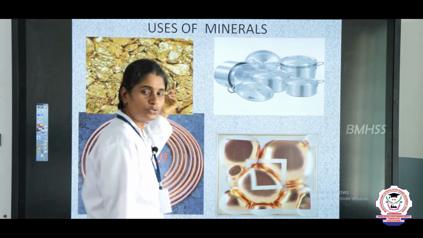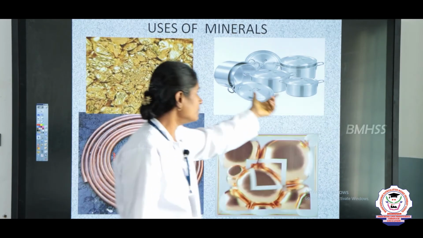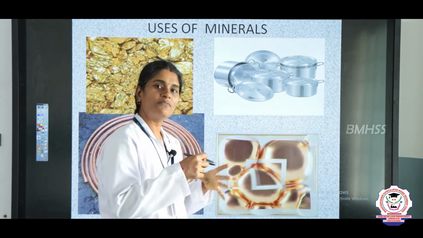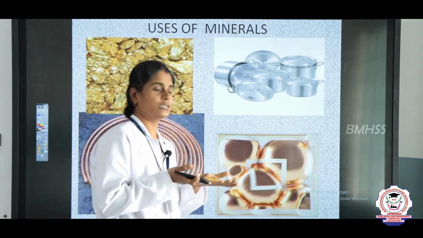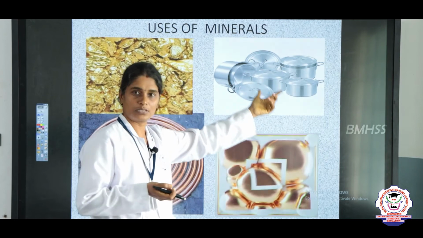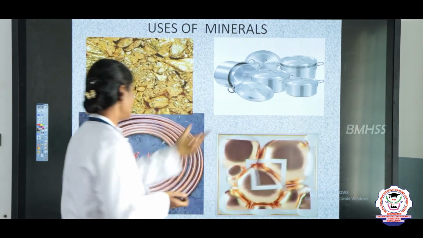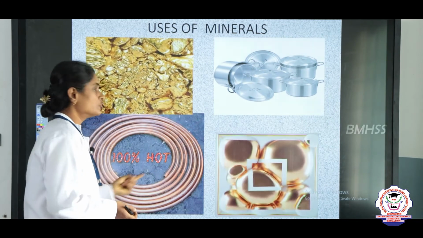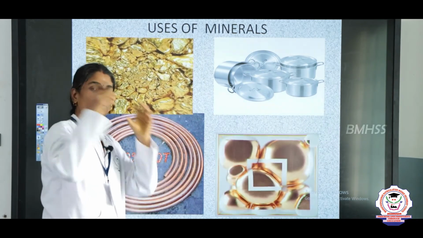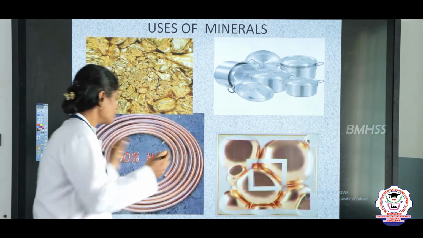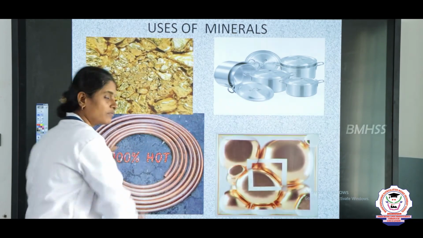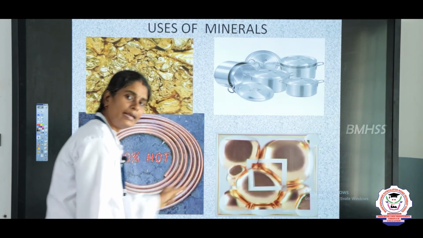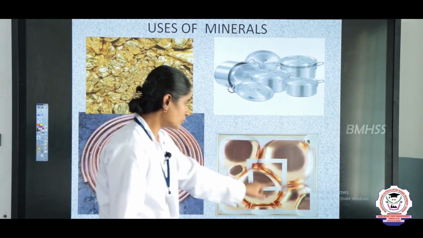Gold is used as jewellery, and aluminum is used for utensils, for cooking vessels and all. Copper, this is copper. Usually inside the electrical wires you can see this kind of wire going on. This is made of copper. So, copper is used as electrical wires, and this is also copper.